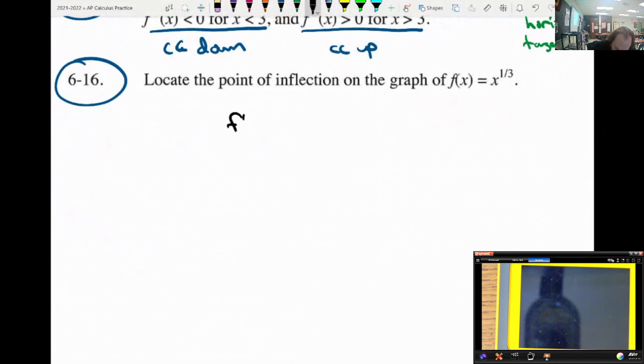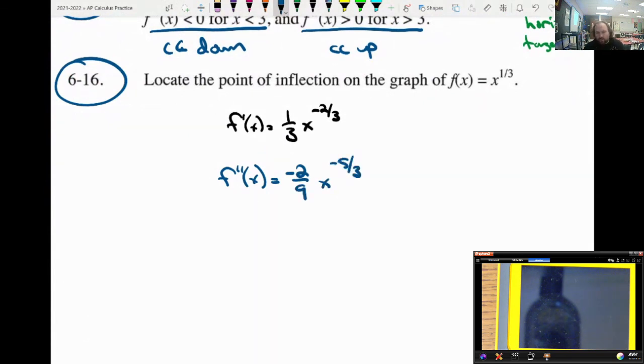And the last problem, locate the point of inflection on the graph of f of x equals x to the 1/3. So f prime of x would be 1/3 times x to the negative 2/3 power. And f double prime, which is where we find points of inflection, would be negative 2 over 9 times x to the negative 5/3 power. So if we're looking for a point of inflection, we need to figure out when this thing equals 0. That's what we're looking for.